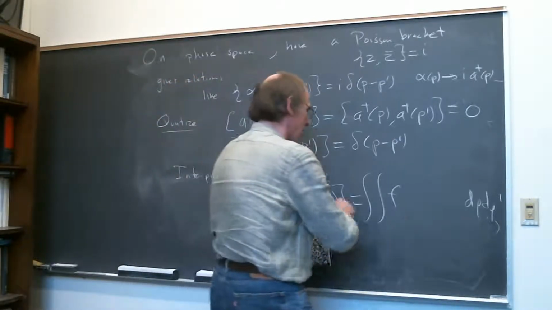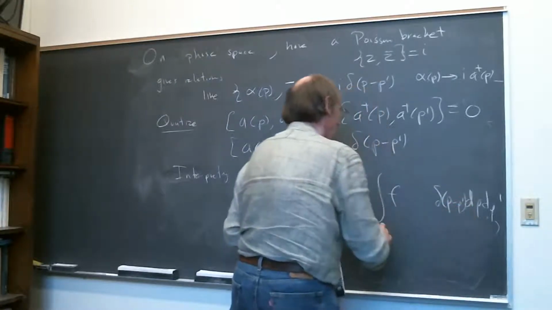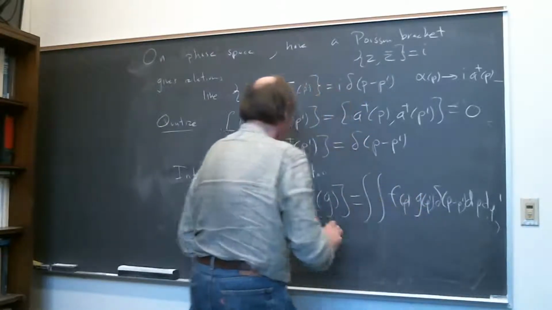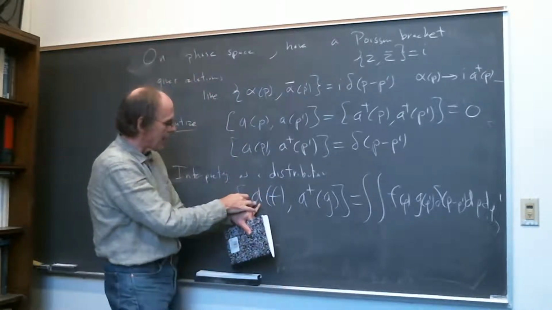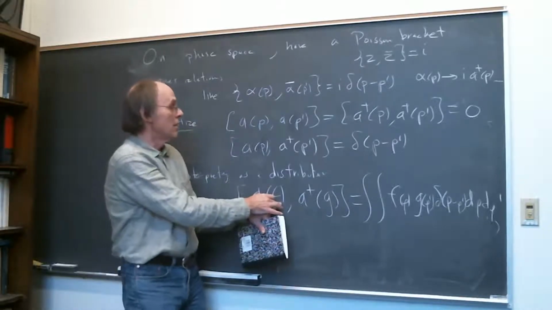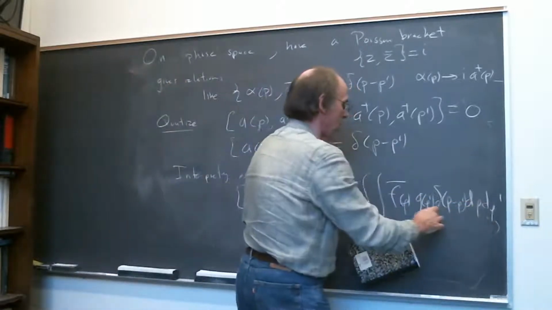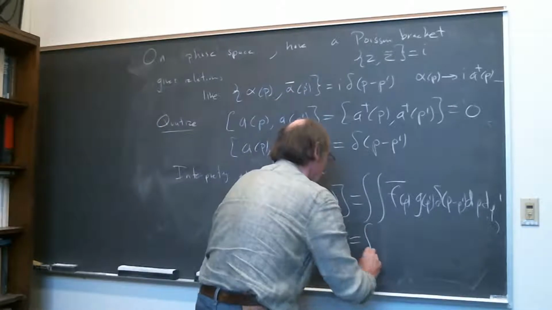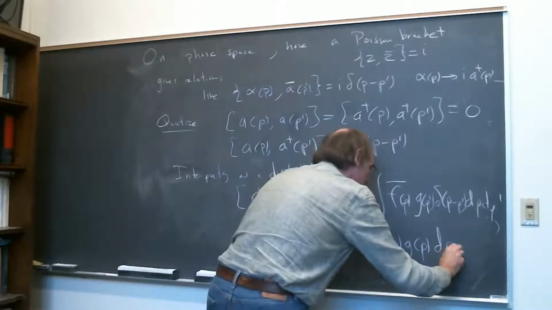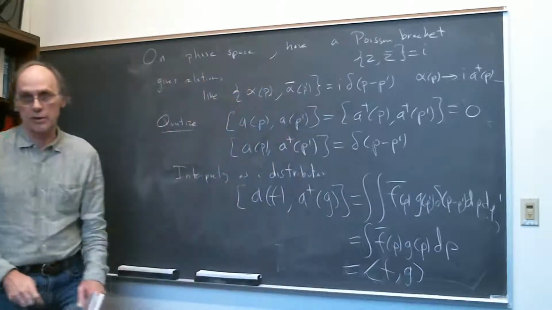So this guy is just going to be a delta of p minus p prime, and this guy is going to give you a g of p prime. It turns out that this a operator is antilinear in whatever is happening here, so that gives you a bar here. But then if you integrate over p and p prime, there's a delta function here. This is just the same thing as one integral of f bar of p, g of p, dp. And that's the standard inner product of f and g.